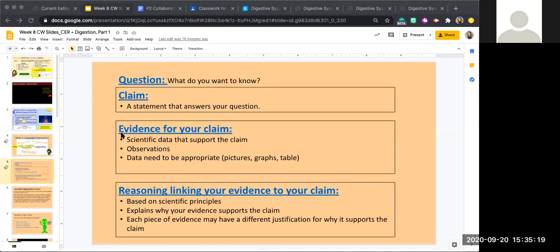So if I go to slide 5, it breaks this down a little bit more. The question is, what do you want to know? A claim is a statement that answers your question. Evidence for your claim could be scientific data that support the claim, observations. The data need to be appropriate. So it could be pictures or graphs or a table. And then the reasoning linking your evidence to your claim should be based on scientific principles. And it should explain why your evidence supports the claim. And each piece of evidence might have a different justification for why it supports the claim.